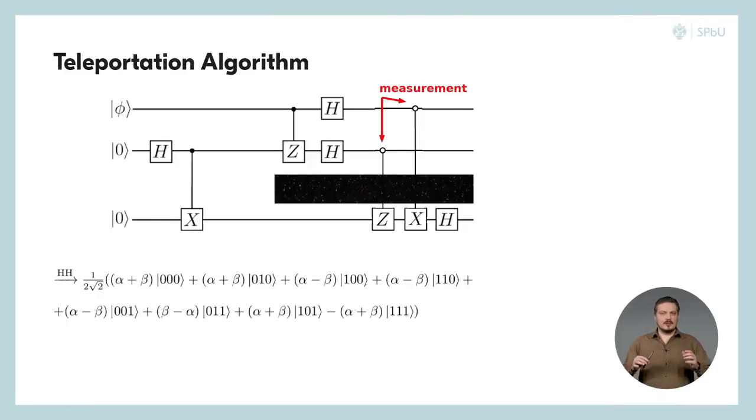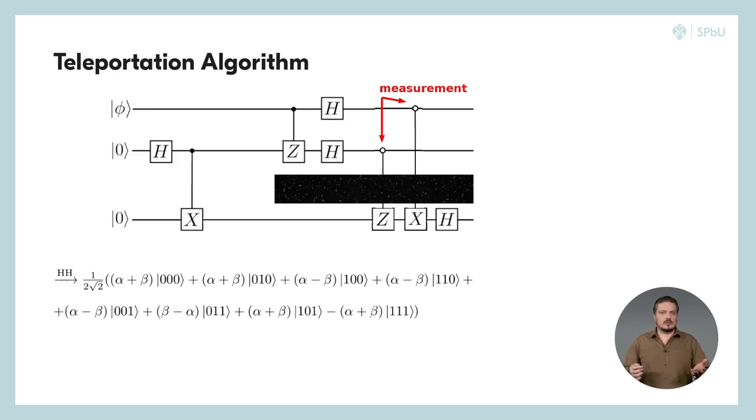Okay, it was a lot of boring work, but now we have this. You can pause the video and check your calculations now. And the next step of our algorithm prescribes us to measure the particles 1 and 2 in the 0, 1 basis. As we already know, when we measure 2 qubits, we can obtain 4 different results.